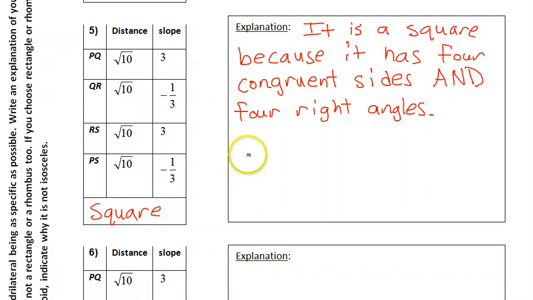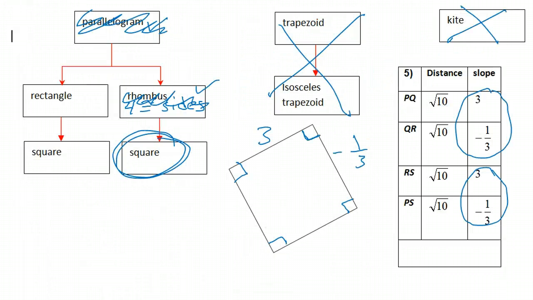Now, notice I don't have to say that it's not something else, because looking back at this diagram, square is the end of the line. There's nothing more specific than a square. So if you go with square, you don't have to say that it's not something else.